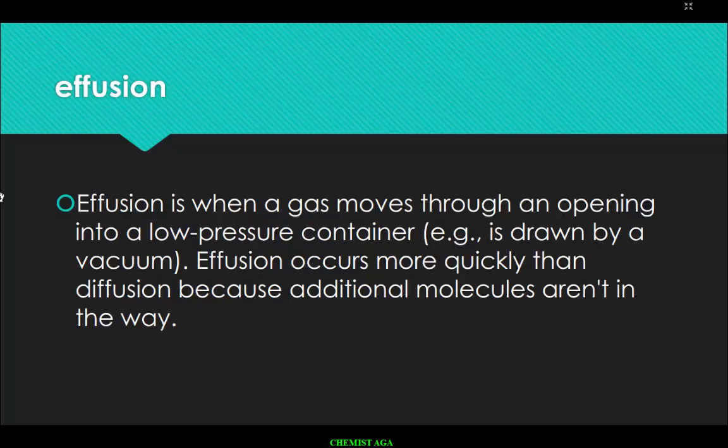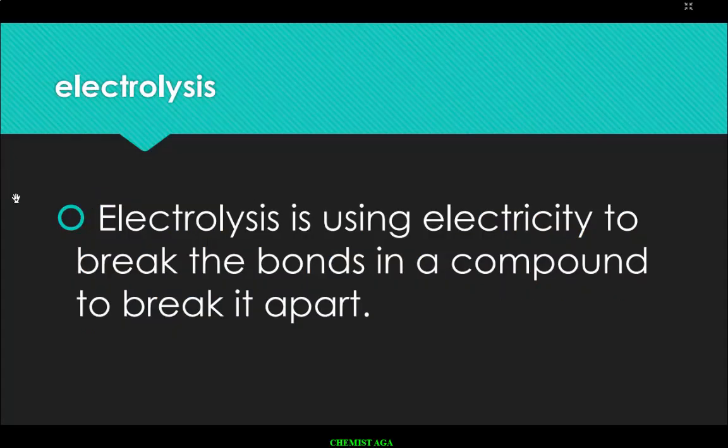Effusion. Effusion is when a gas moves through an opening into a low-pressure container, for example, is drawn by a vacuum. Effusion occurs more quickly than diffusion because additional molecules aren't in the way. Electrolysis. Electrolysis is using electricity to break the bonds in a compound to break it apart.